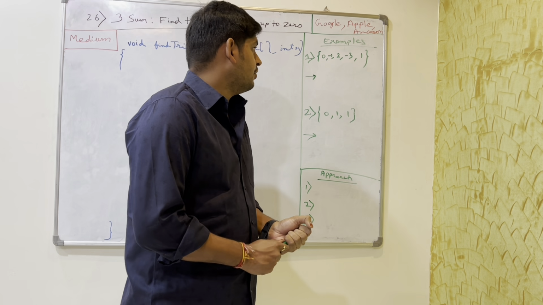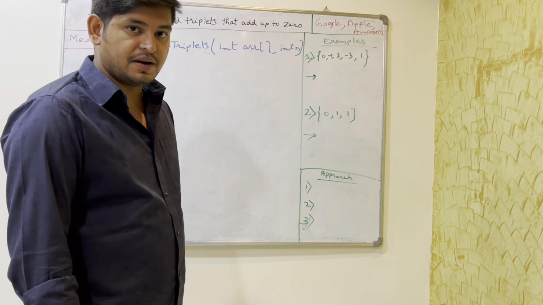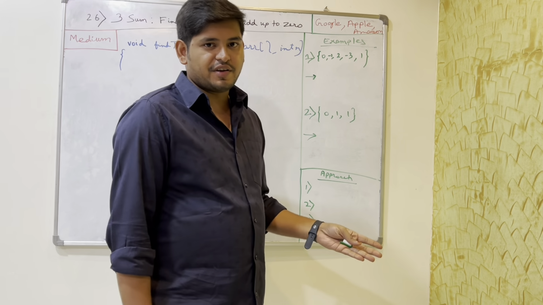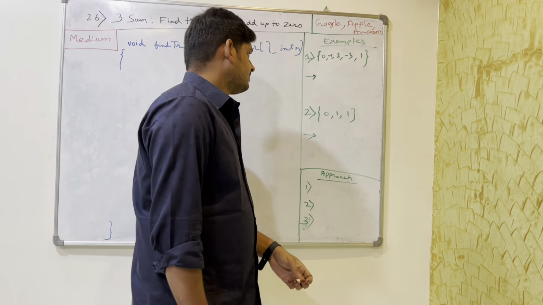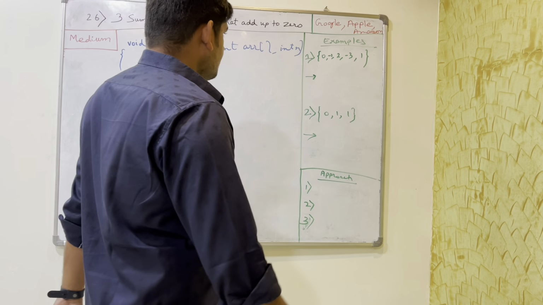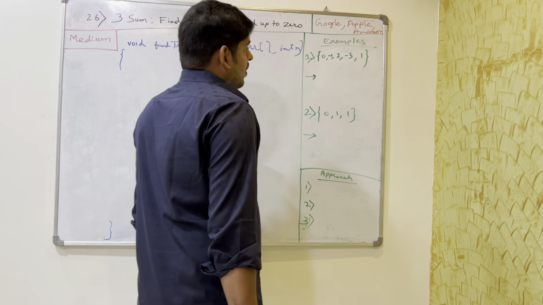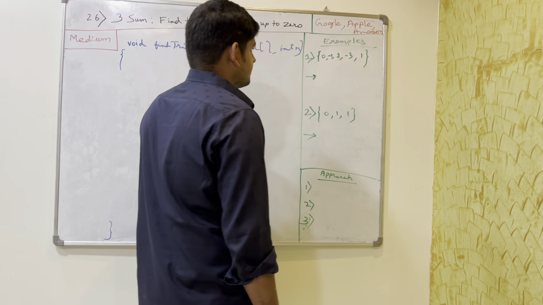So what can we do? Also, there could be multiple triplets. We need to return a vector of vector in C++ or a list of list in Python. So how do we solve this?